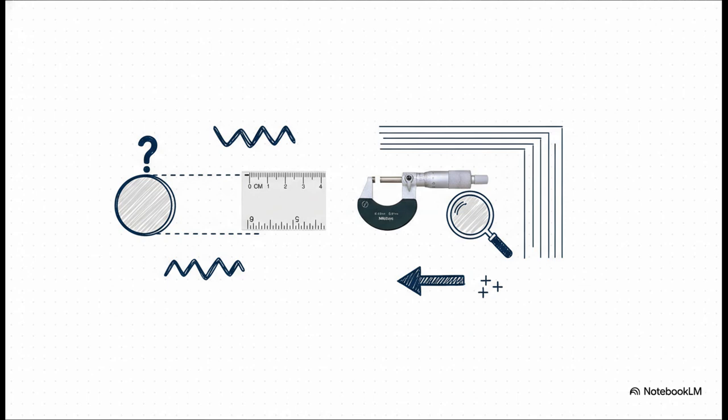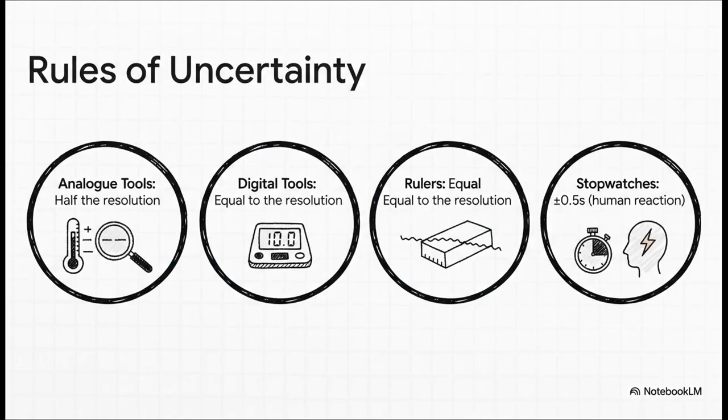You can measure the thickness of a coin with a regular ruler and get a decent estimate, but a micrometer will give you a far more precise reading with way less uncertainty. Choosing the right tool is all about deciding how sure you need to be. And scientists have some really clear rules of thumb for this. For most analog tools, like an old-school thermometer, the uncertainty is half of the smallest marking. For a digital scale, it's just the last digit it can show you. And then you've got exceptions. For things that involve human reaction time, like a stopwatch, we have to add a little buffer for that too. It's all about being honest and upfront about the limits of your data.